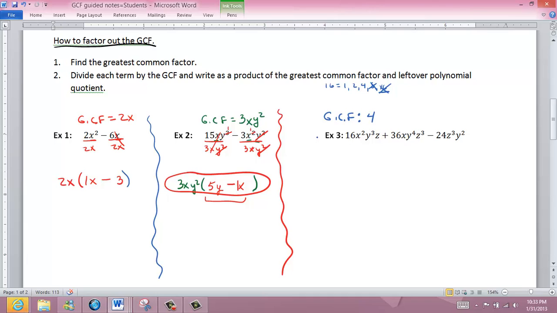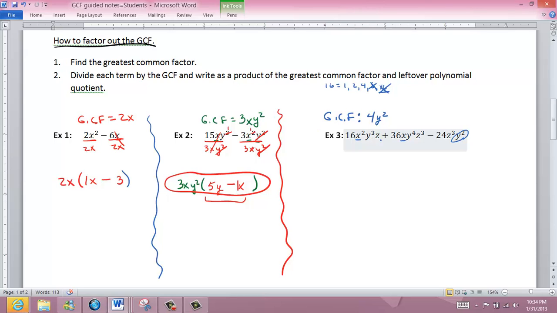Now, if I look at my x's, okay, I have 2 x's here, I have 1 x here. Do I have any x's here? No. If one of the terms does not have a variable, okay, that variable expression does not have a common factor. So you cannot factor out any x's in this problem. Now, here I have 3 y's, 4 y's, and 2 y's. What is my smallest exponent? 2. So I'm going to pull out the y squared.